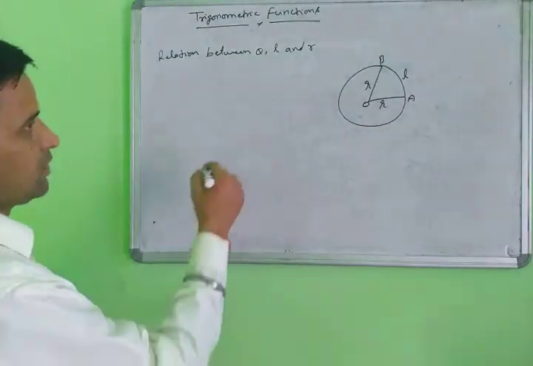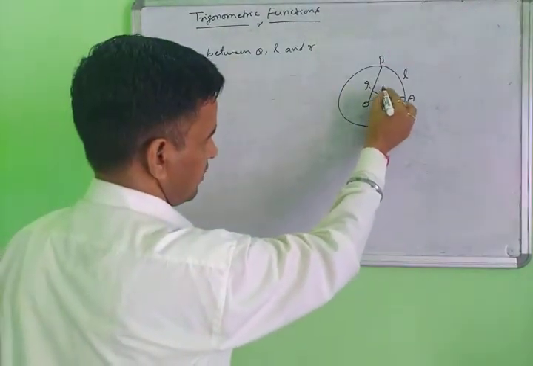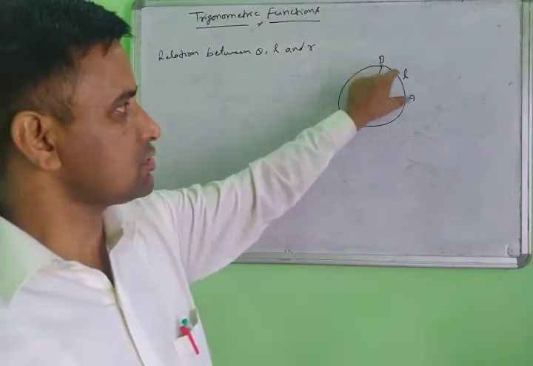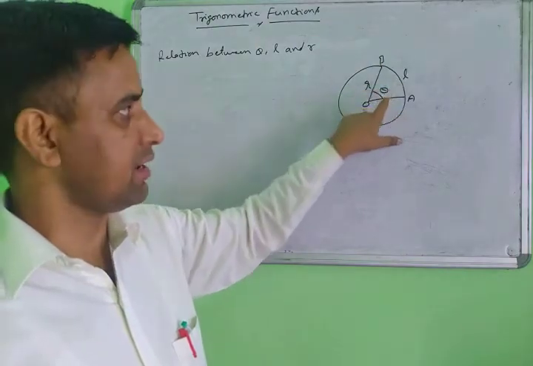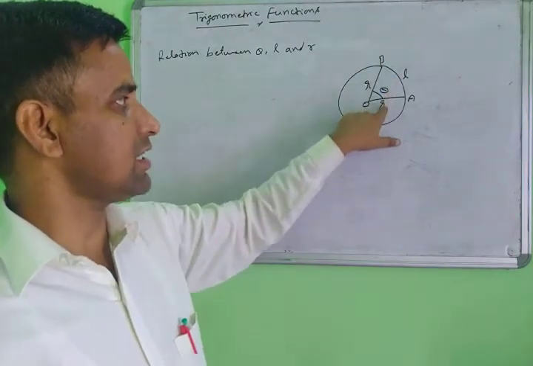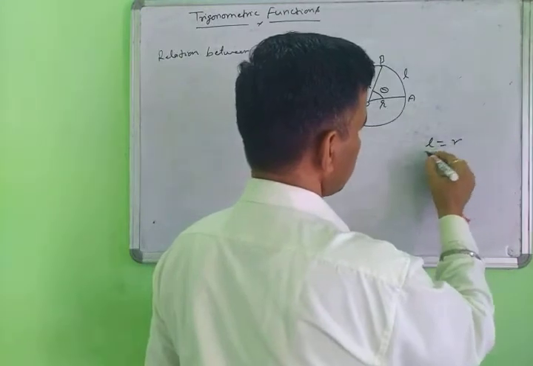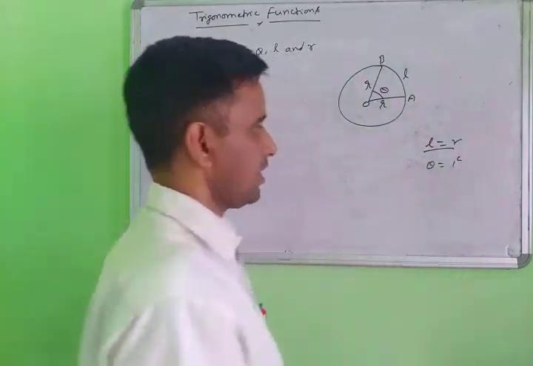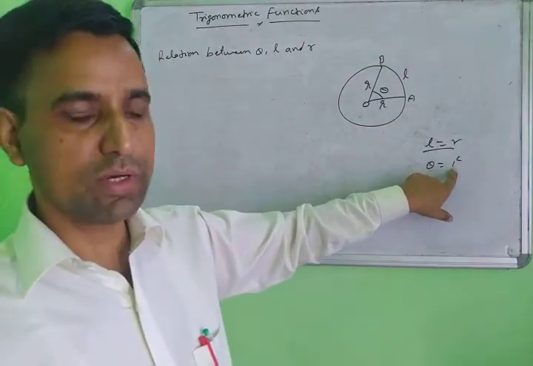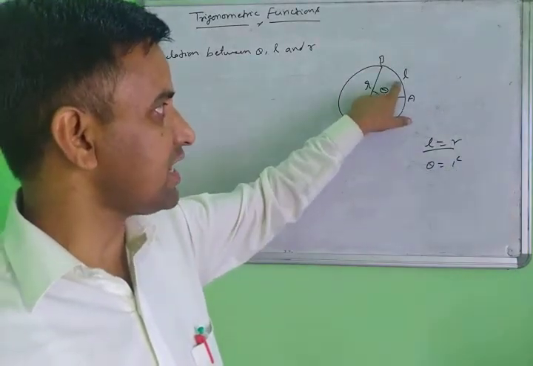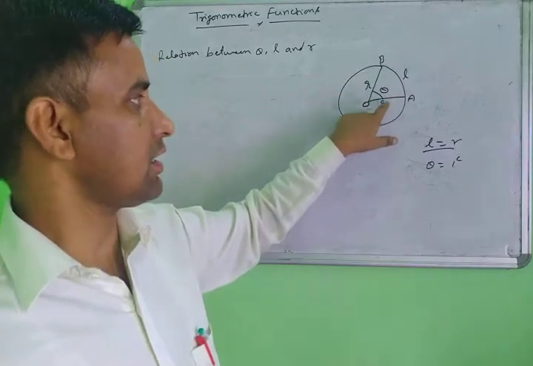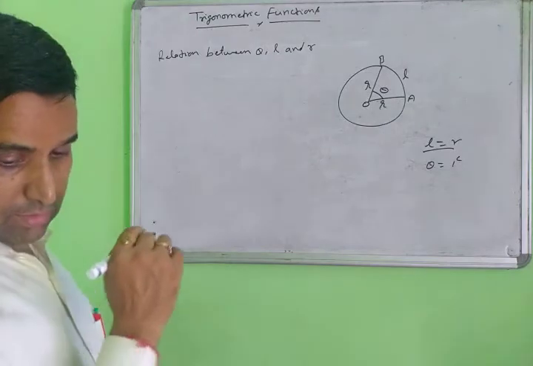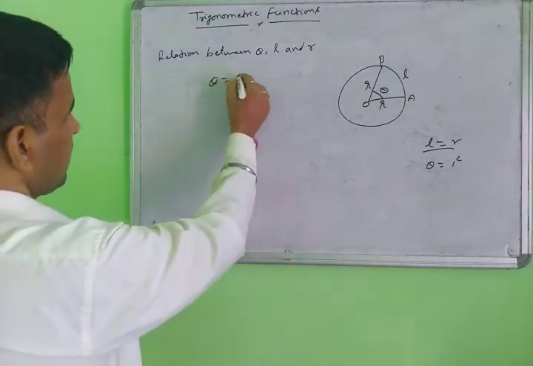Now what is the relation here? This is your theta. This length is not equal to the radius. When is the length L equal to R? When L and R are equal, what is the value of theta? Theta is equal to 1 radian. But when the length of the arc and the radius are different, then the relation is theta equal to L upon R.